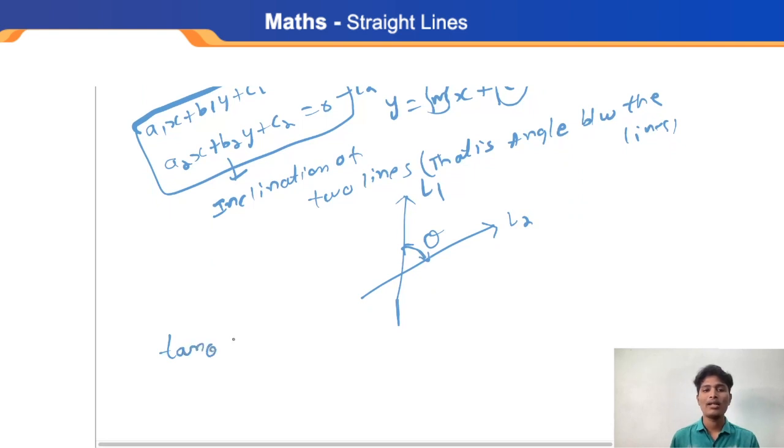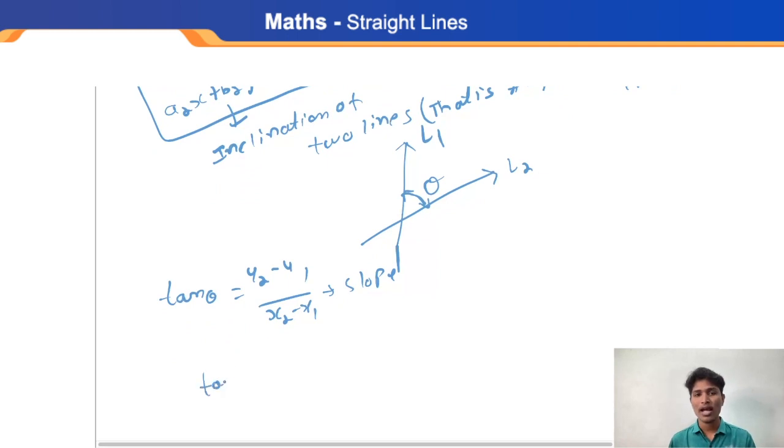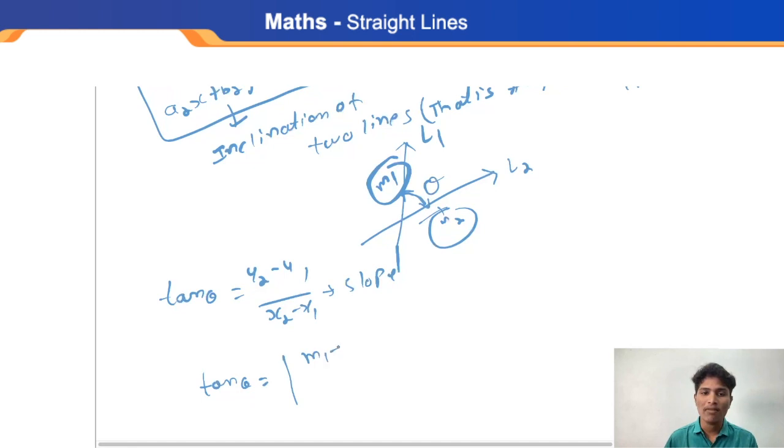Tan theta is equal to, as I said, y2 minus y1 divided by x2 minus x1 as a slope. With the help of the slopes, can I calculate the angle? Yes. Suppose line L1 has slope m1 and line L2 has slope m2. Can I calculate the tan theta there? Yes. The formula will be m1 minus m2 divided by 1 plus m1 m2. So this is the formula to calculate the angle between the two straight lines.